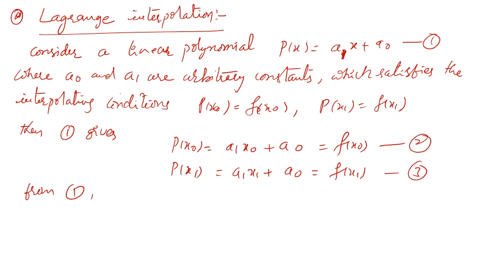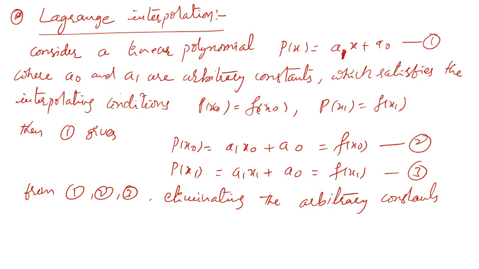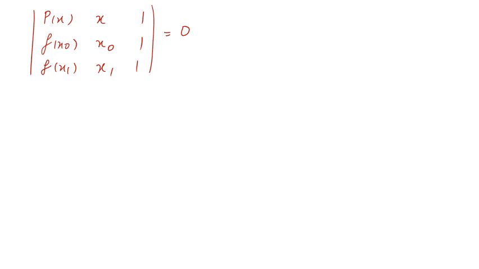From 1 to 3, eliminating the arbitrary constants a0, a1, we have the determinant. What is the determinant? In the first expression P of x, x, 1; the second expression f of x0, x0, 1; third equation f of x1, x1, 1. This equals 0.